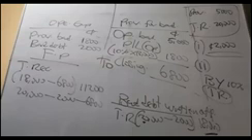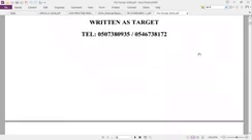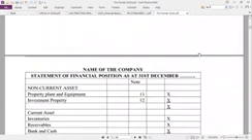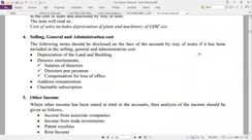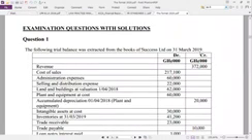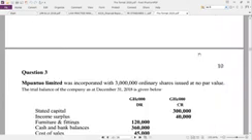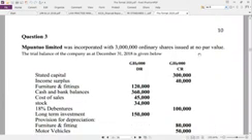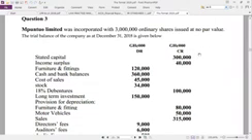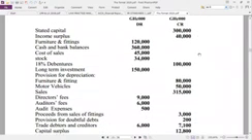Okay, now try this for me. Question 3. Let's go to question 3. So we will scan through the trial balance and see if there's a provision for bad debt in the trial balance.